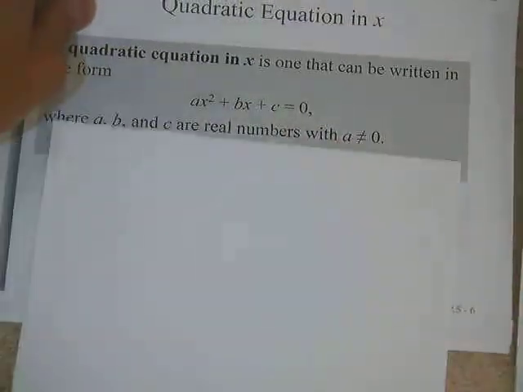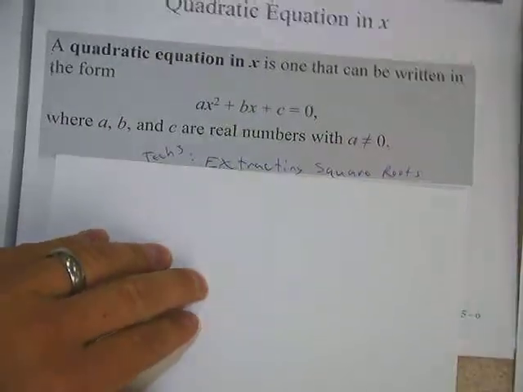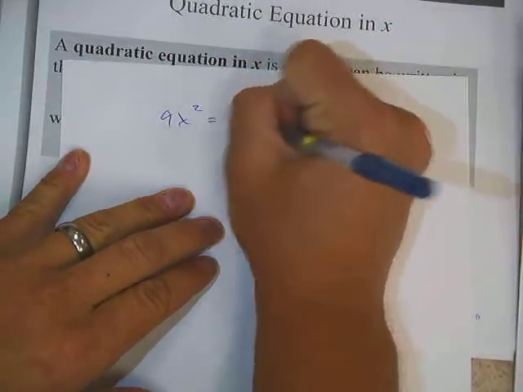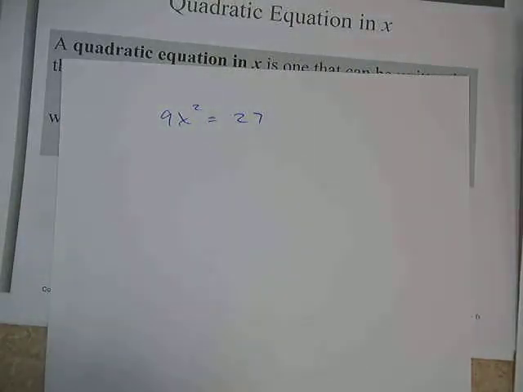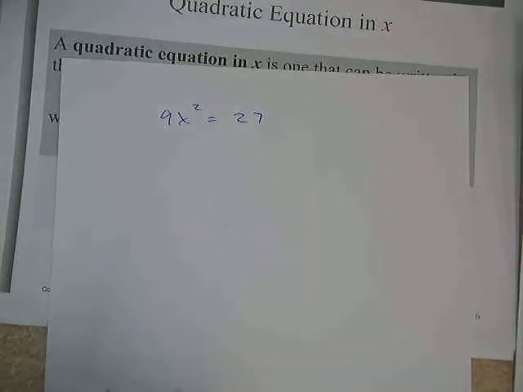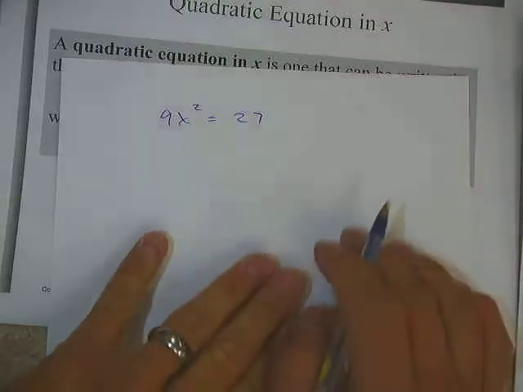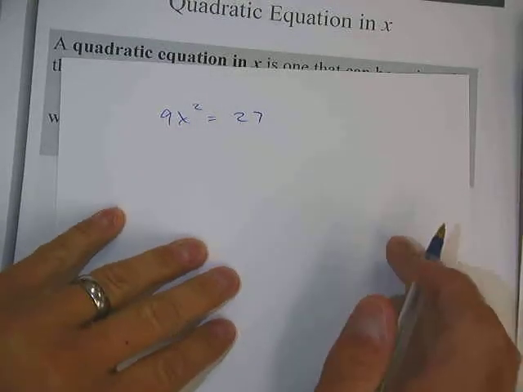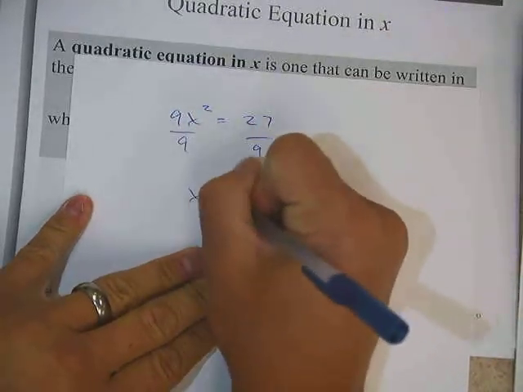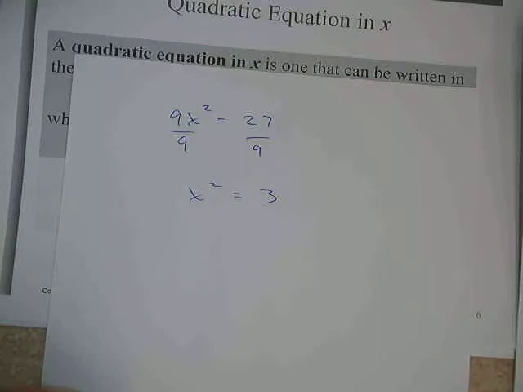So we're going to see a couple of examples here of extracting square roots. They are going to be used in an equation like 9x squared equals 27, for instance. I would especially use this technique when there's no x term. You'll notice that there's no x term here, so this is a technique that we'll use in that situation. What we want to do is get the x squared alone. In this particular case, we would divide by 9 and get x squared equals 3.